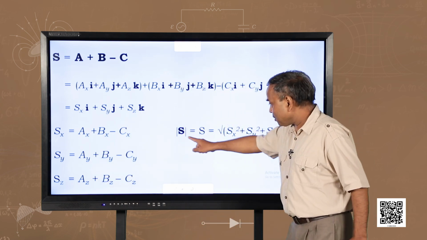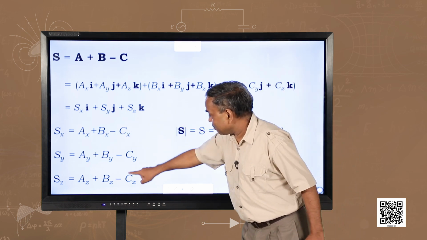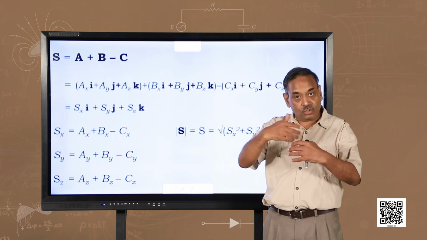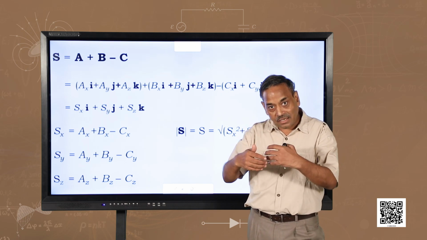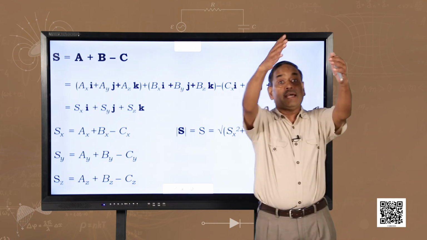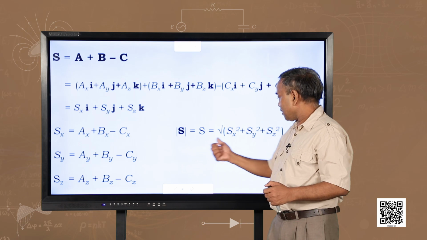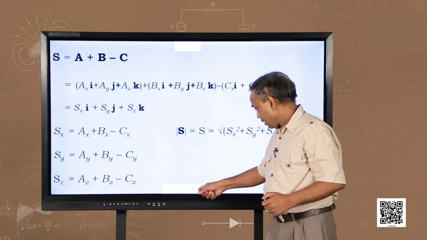And for the magnitude of S, remember here it is minus: S is equal to A plus B minus C. So, this is how you can do vector algebra, addition and subtraction of more than 2 vectors. There may be n number of vectors, one after the other. So, this is how you can calculate the whole mathematics of it.